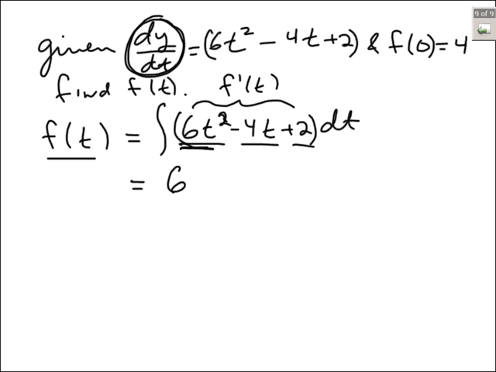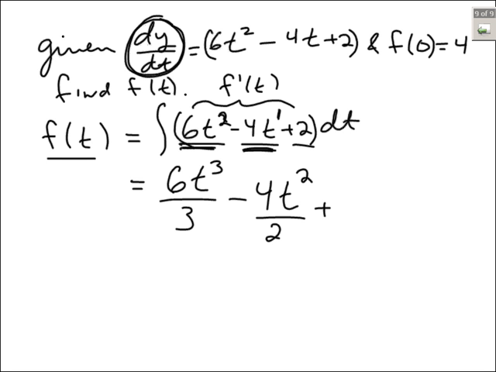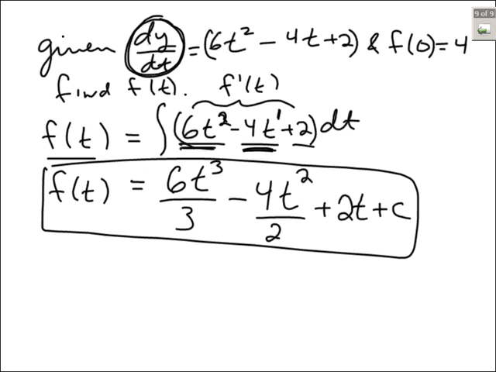6, the antiderivative of this. The constant stays. Make the new power 1 more, divide by that number. Minus the antiderivative of 4t. 4 is a constant. T is understood to be t to the 1. Make the new power 1 more, divide by that number. Plus the antiderivative of 2 will be 2t plus a constant. This here is the best you can do given the derivative. But 3 goes into 6 2 times, 2 goes into 4 2 times. That's the best you can have if they didn't tell you the initial condition.